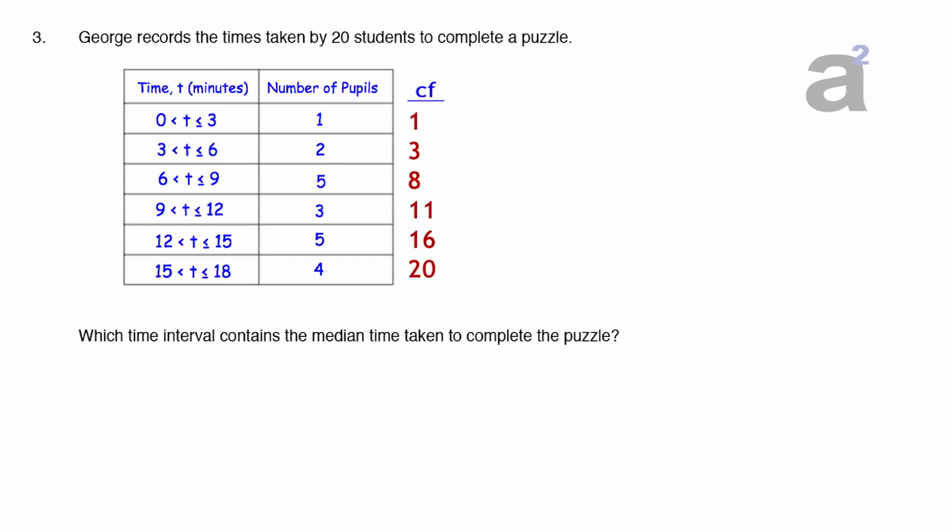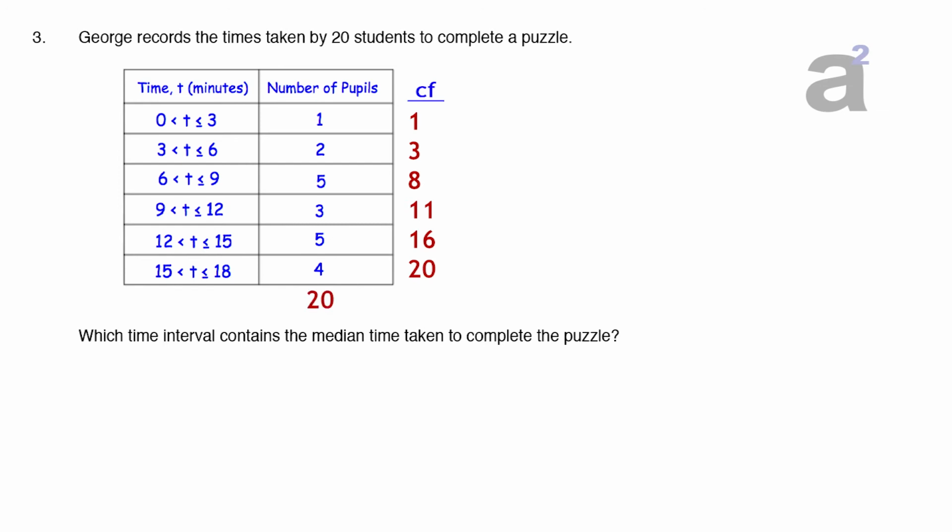Against 1, it is 1. Then 1 plus the second frequency, 1 plus 2, which is 3. 3 plus the third frequency, 3 plus 5 is 8. 8 plus 3 is 11. 11 plus 5 is 16. 16 plus 4 is 20. The sum of the pupils will be 20.